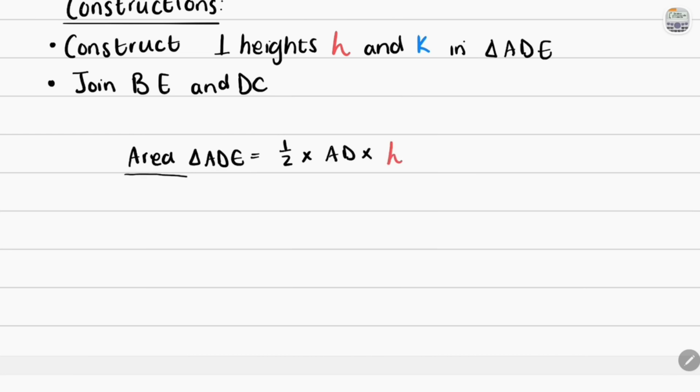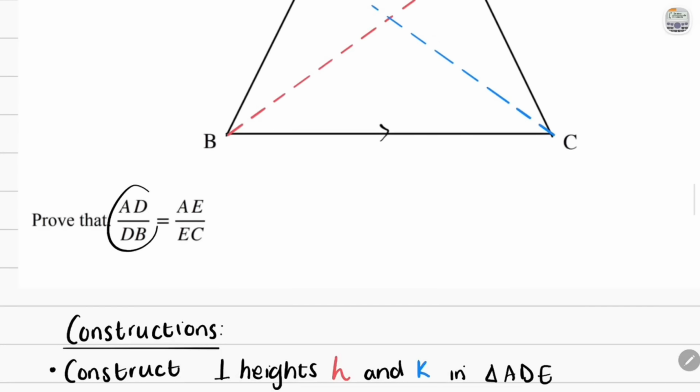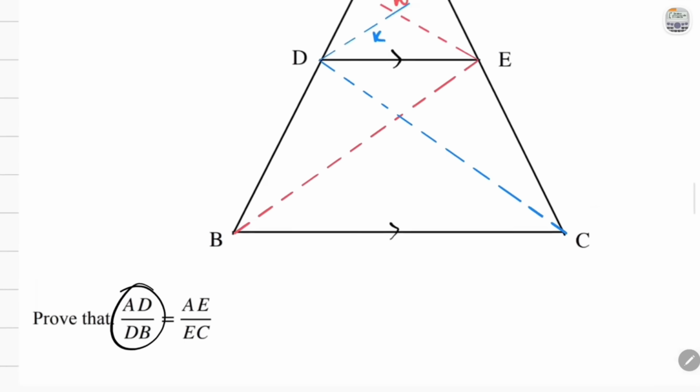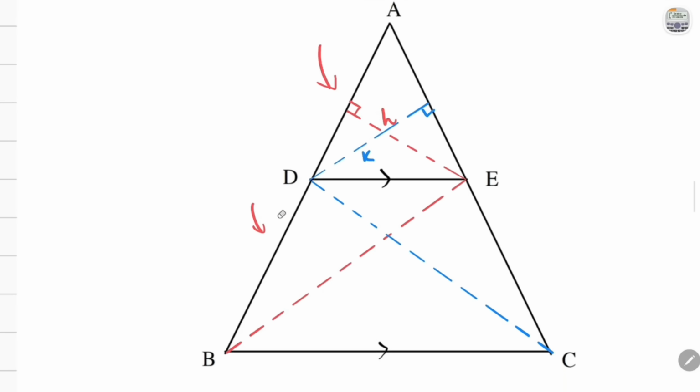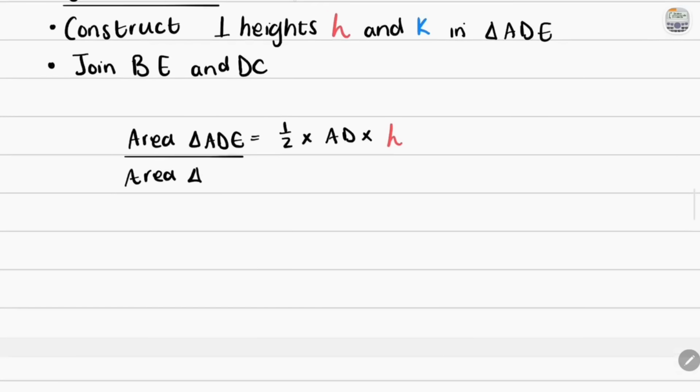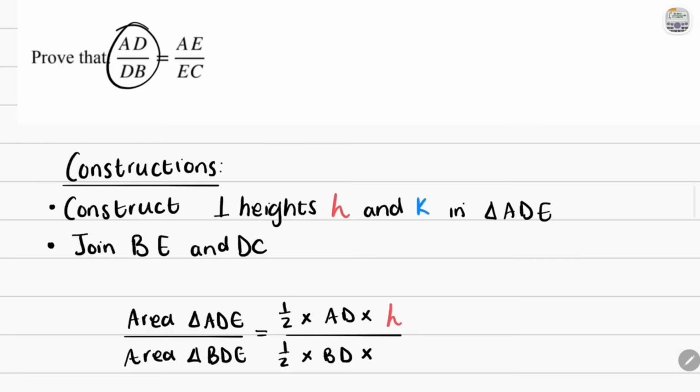And now we're going to put this area of triangle ADE over the area of triangle. Just note how this has been written. It has been written as AD over DB. So we're going to put it over the area of the triangle with DB as a base. So here is our triangle. You see that here's where we have DB as a base, and it is this triangle BDE. So we'll say over the area of triangle BDE, and this is equal to a half multiplied by its base BD multiplied by its height.